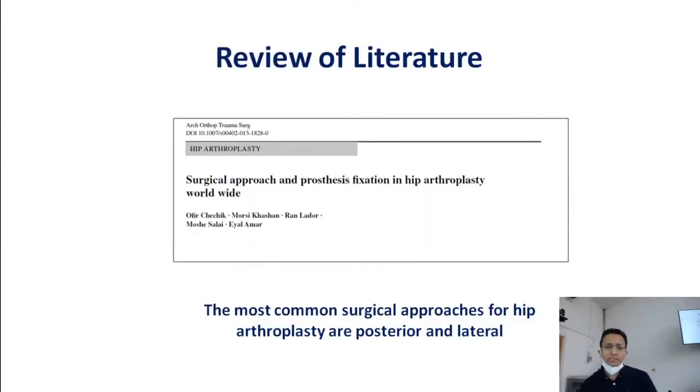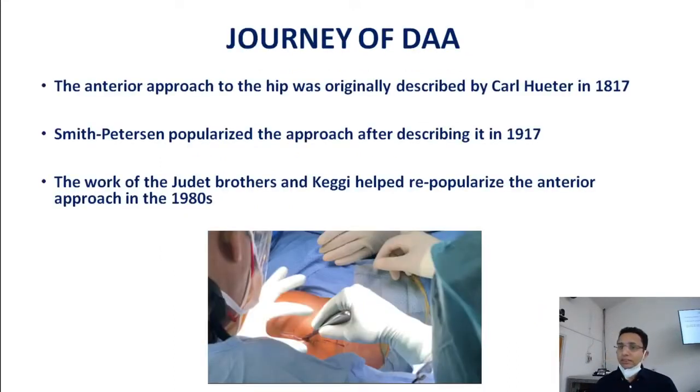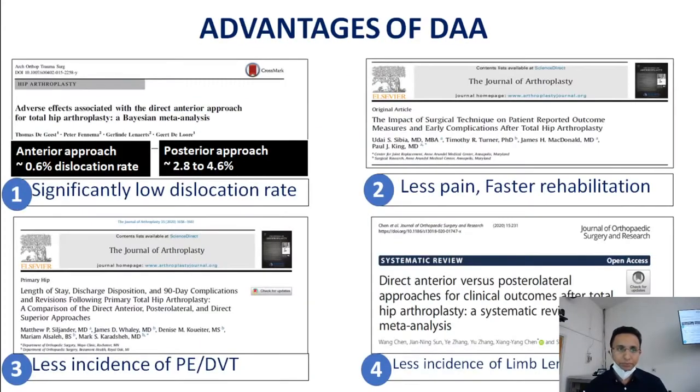If you go to the literature, the most common surgical approaches for total hip arthroplasty are posterior and lateral. The journey of the direct anterior approach goes back to 1817, when Carl Hueter originally described it. It was later popularized by Smith-Petersen in 1970, and the work of Judet brothers and Keggi helped to repopularize it after the 1980s.